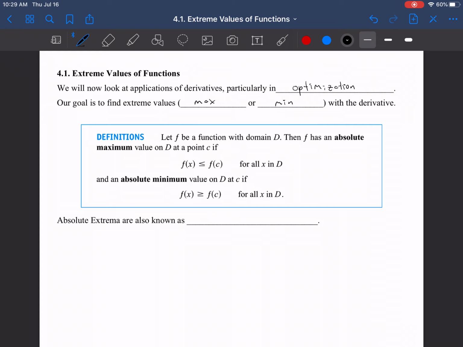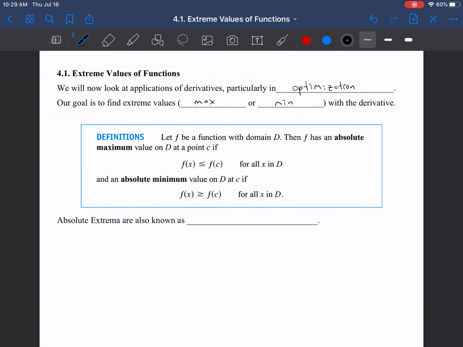So here we have a definition. Let f be a function with domain D. Then f has an absolute maximum value on D at a point c if f of x is less than or equal to f of c for all x in that domain, and an absolute minimum value on D at c if f of x is greater than or equal to f of c for all the x in that domain.